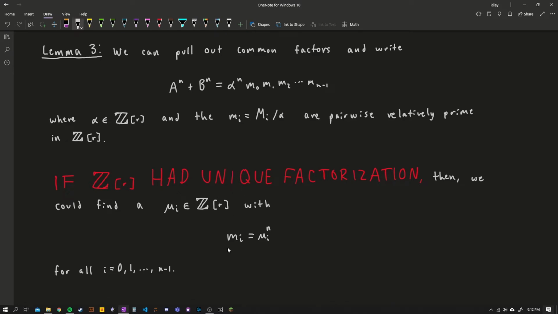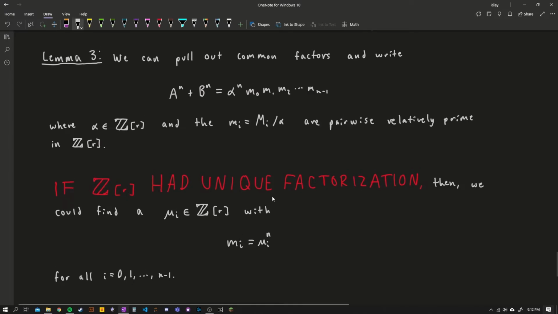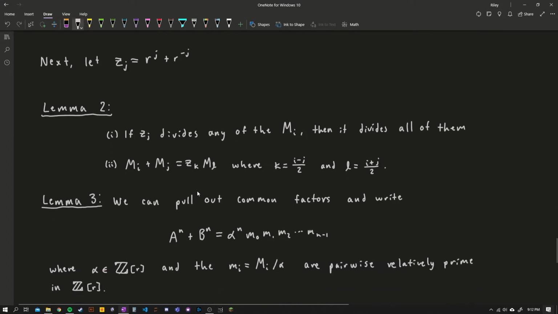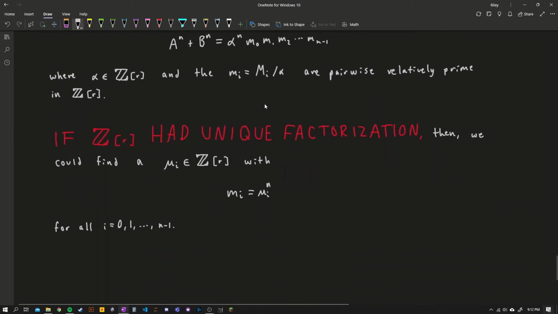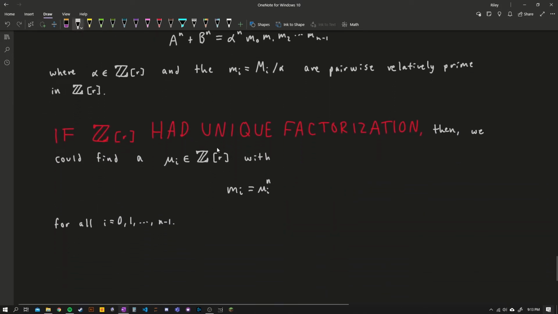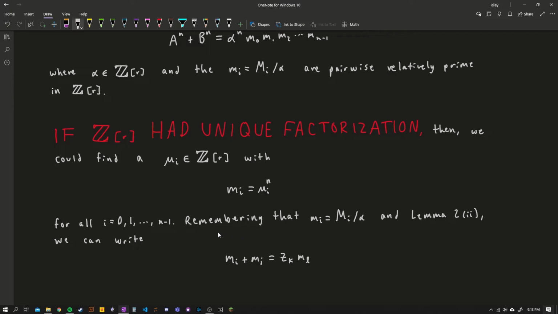Okay, and then remembering that this little m_i is equal to the big M_i divided by alpha, and also lemma 2 part 2 right here. This means that we can write this equation with the smaller, reduced m's, and get this. And then from here we can find these mu elements and rewrite this as follows. Okay, and I'm going to go ahead and label this equation 1.